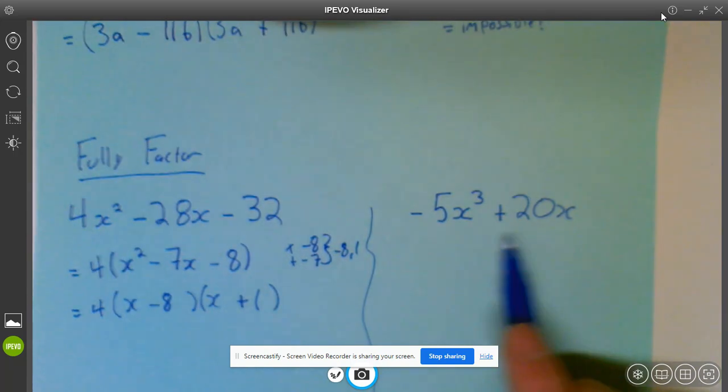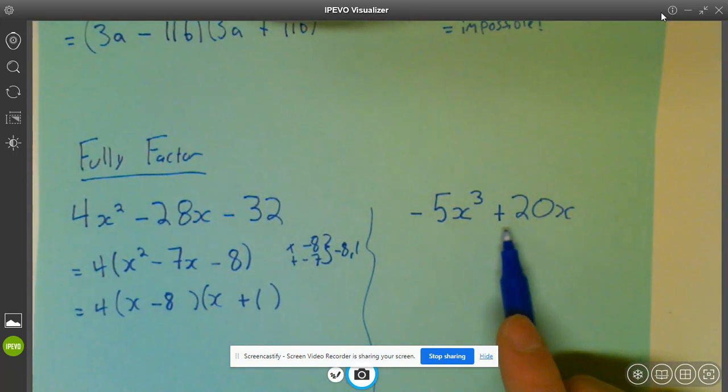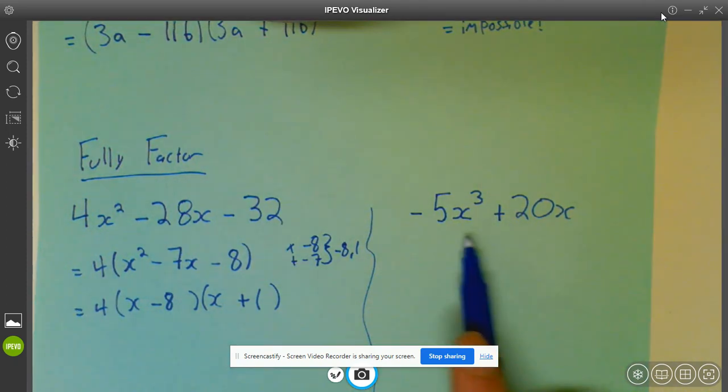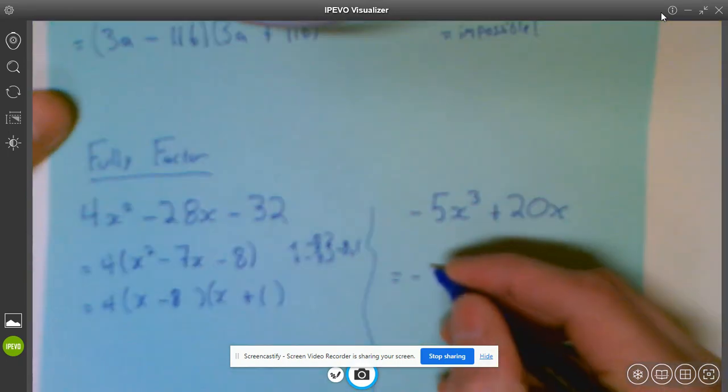Same thing here. This doesn't look like a difference of squares. Right? 5 is not a perfect square. I've got a plus sign. It doesn't look very conducive to factoring. But if you notice that you have a common factor, it starts with a negative. So I'm definitely going to take out a negative.